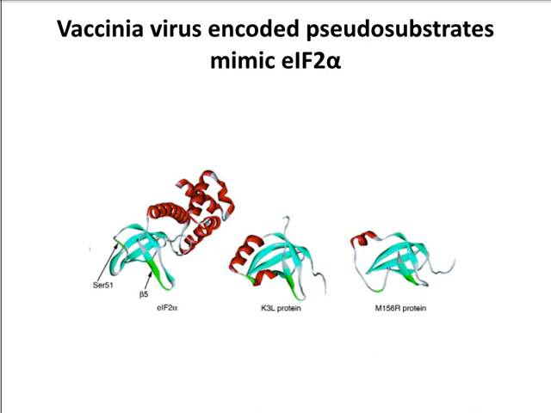Here on the left is the structure of EIF2 alpha. Serine 51 is where it's phosphorylated. And you can see these two vaccinia proteins look just like this part of EIF2 alpha. So what happens is PKR phosphorylates them, and there's a ton of these proteins around in the virus-infected cell, and it never gets around to phosphorylating EIF2 alpha. So it's taking attention away from the actual substrate, if you will.